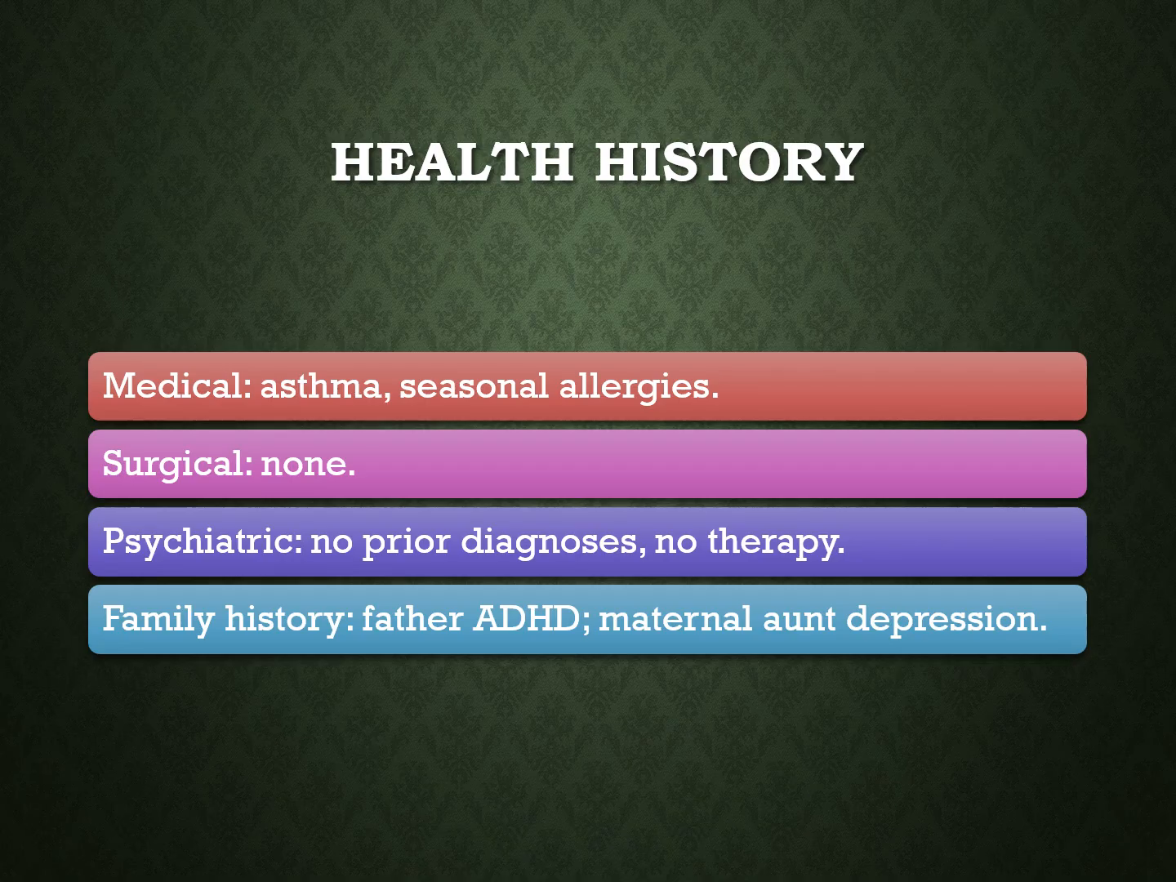Moving on to his medical, surgical, and mental health history. Medically, JM has a history of asthma and allergies. He has never had surgery. Psychiatrically, he has no prior diagnosis and he has never been in therapy. His family history is notable. His father had ADHD and his maternal aunt struggles with depression. This highlights the genetic loading for both attentional and mood disorders.